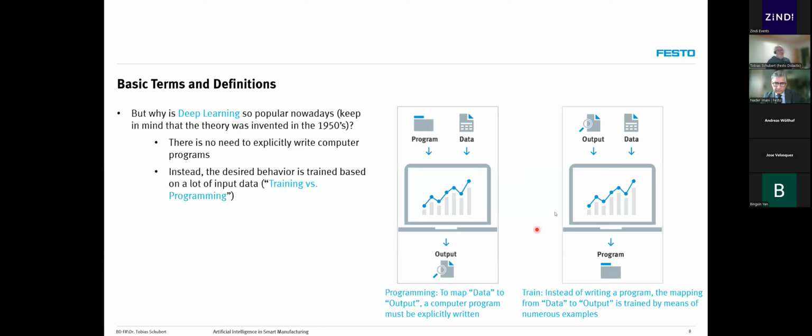Instead of doing this, you maybe have some input data, you know how the output should look, and you take these two vectors or sets of vectors, train a neural net or a machine learning algorithm in general, and you will end up with, let's say, a program, a trained model that does the same, mapping your input data to your output data. So it's no longer programming in a sense, but more like training models for a specific task.